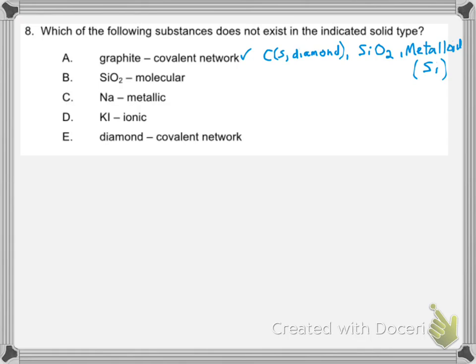So, choice B, silicon dioxide, molecular? What? That's just crazy. No, silicon dioxide is network covalent. That's incorrect. Sodium is indeed metallic. Anytime you have a metal and a nonmetal, it is ionic. And there's diamond, another network covalent. So, all of these are right except for B, silicon dioxide, not molecular.